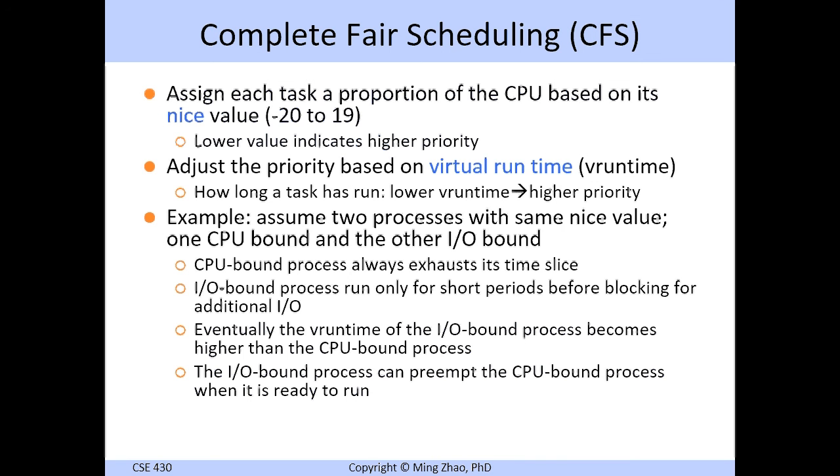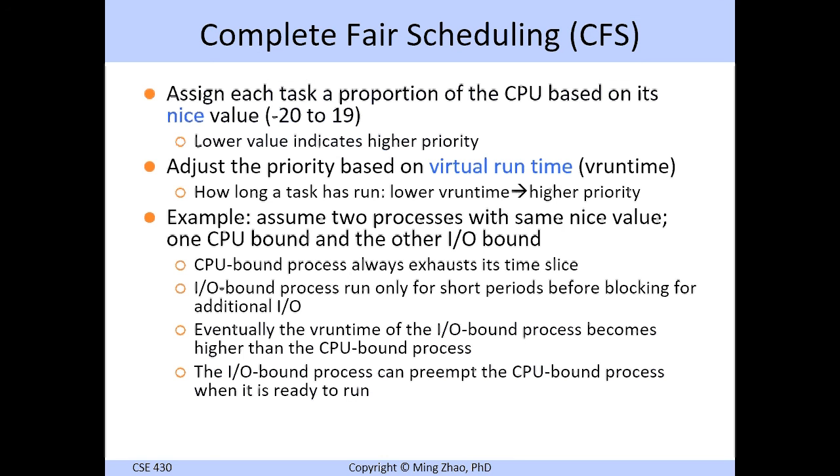So in general, CFS assigns CPU time to each process proportionally to its nice value. Okay, a lower nice value indicates a higher priority, which results in a larger portion of the CPU time.